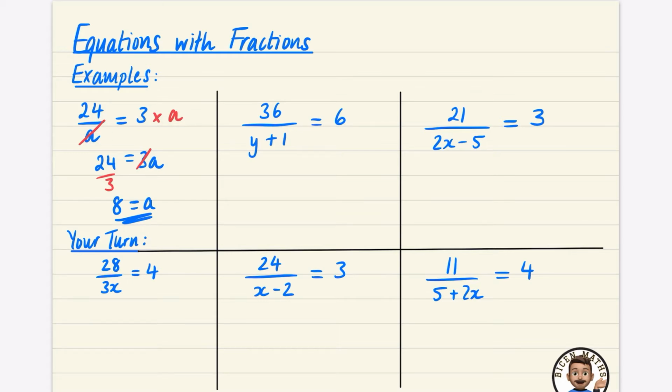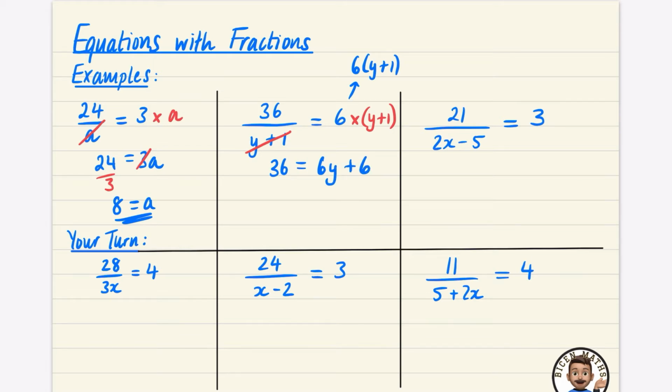Okay, let's see if that works on this next one. So I'm going to get rid of this y plus 1. There's a big y plus 1 in the bottom. And the way I'm going to do that is I'm going to multiply by y plus 1. Now I have to multiply it in brackets, so it's going to be an expanding brackets question. This gives me 36 equals 6 brackets y plus 1. That is 6y plus 6.